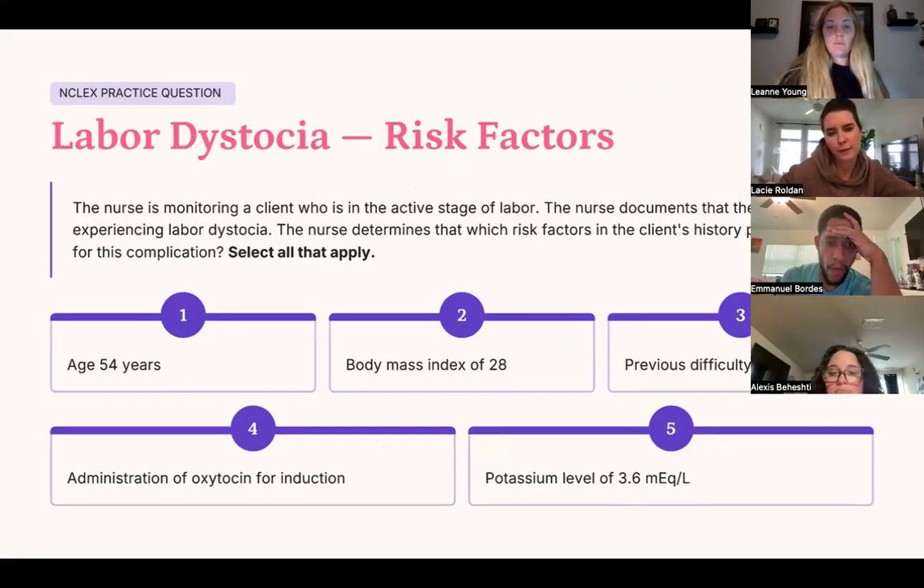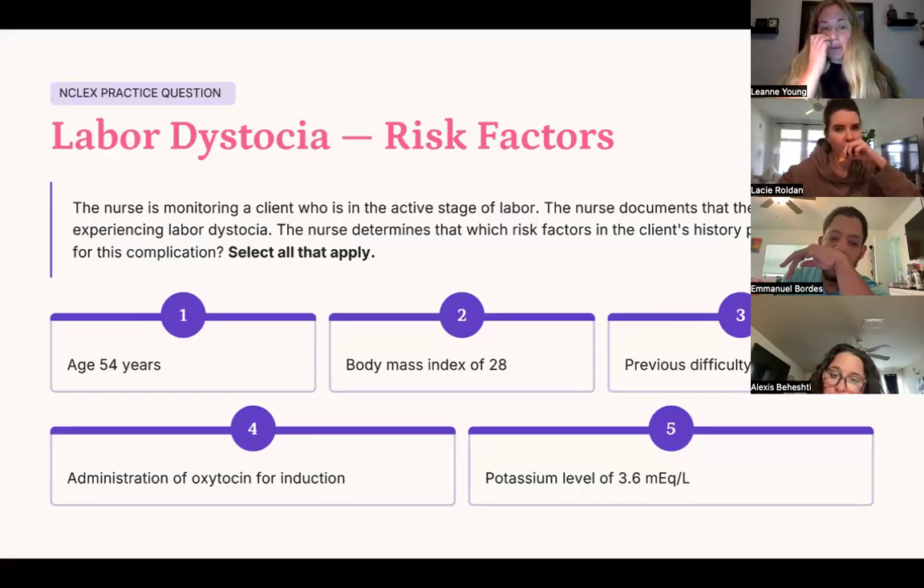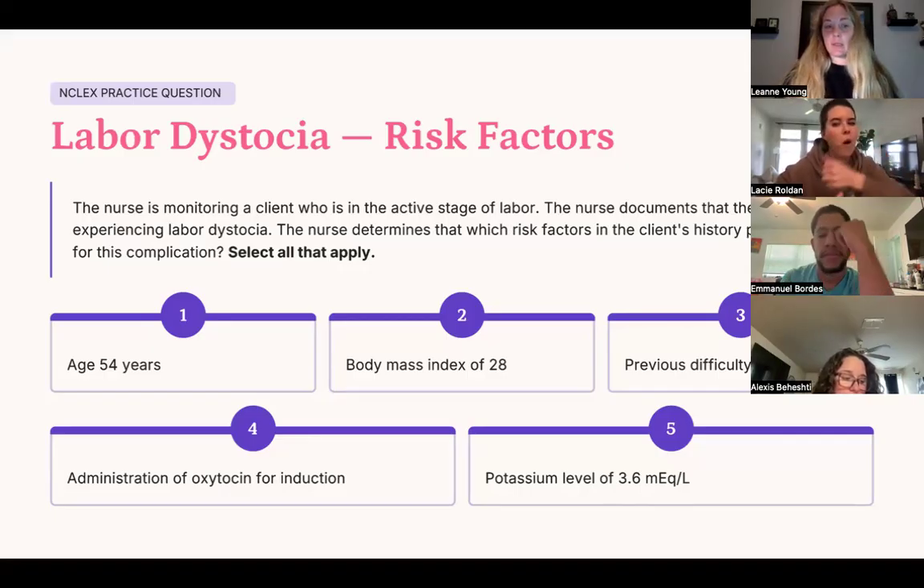Definitely number 4. 54 years old? Yeah, I was looking at that. I'm like, wow, that is a very older pregnancy. So we got age 54, body mass index of 28, previous difficulty with infertility, administration of oxytocin for induction, and a potassium level of 3.6. So I would agree with you on the number 1 and 4.